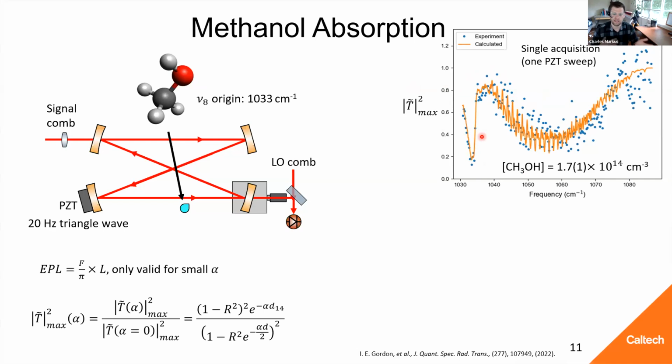So using the equation I had earlier and plugging in losses due to absorption, we can calculate, in comparison to an empty cavity, what we would expect our absorption to be. And knowing the cross-sectional contour of methanol, we can fit this spectrum and determine a concentration. So in this case, we measured a concentration of 1.7 times 10 to the 14. And I should say this is from a single acquisition, so this is only one sweep of the piezo and one frequency comb measurement.